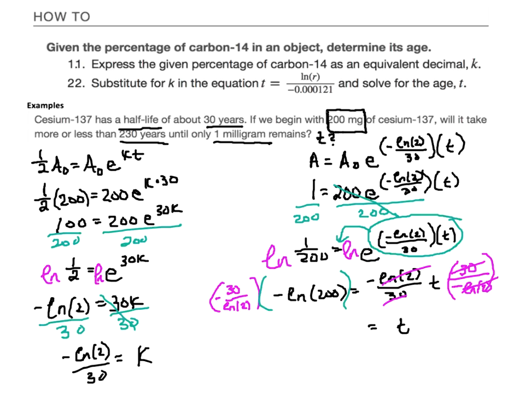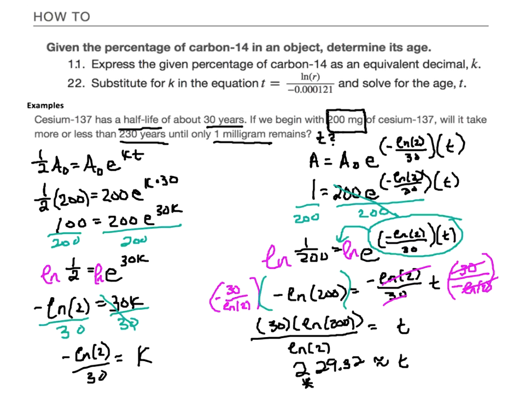Okay, so let me see if I can clean this up and make it look a little bit nicer. So I have 30 times the ln of 200 divided by the ln of 2. Phew. And when I put that into my calculator, I get approximately 229.32. So that is slightly less than 230 years.